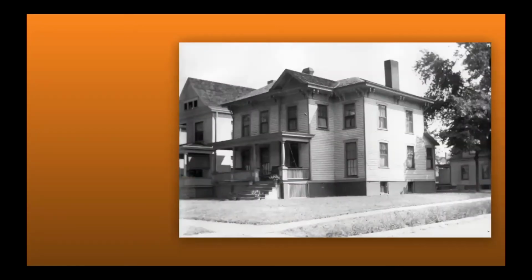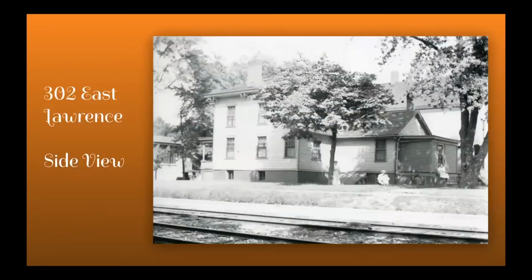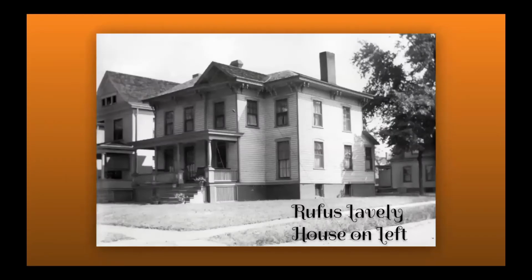And later in the year, Susan could have seen a new resident move into the King home, T.W. Kerwin, and notice the changes he made to the house. This is the house as seen from the side by the railroad tracks. Now look back to the front of the house and look at the home on the left.